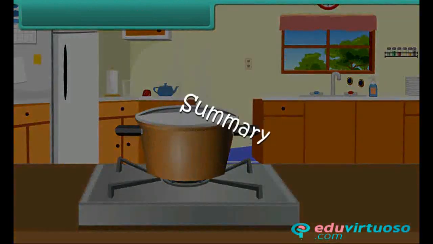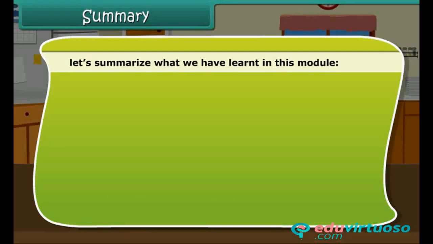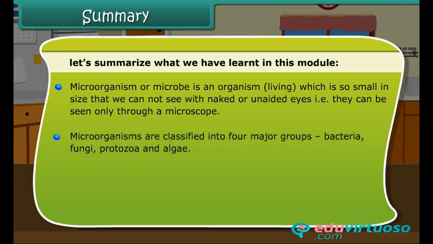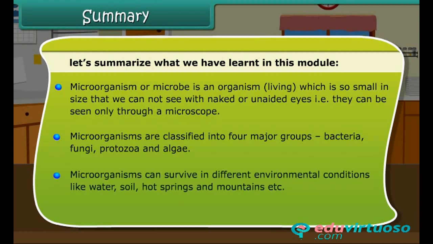Summary. Friends, let us summarize what we have learned in this module. A microorganism or microbe is an organism so small in size that we cannot see it with naked or unaided eyes, that is, it can be seen only through a microscope. Microorganisms are classified into four major groups: bacteria, fungi, protozoa, and algae. Microorganisms can survive in different environmental conditions like water, soil, hot springs, and mountains, etc.